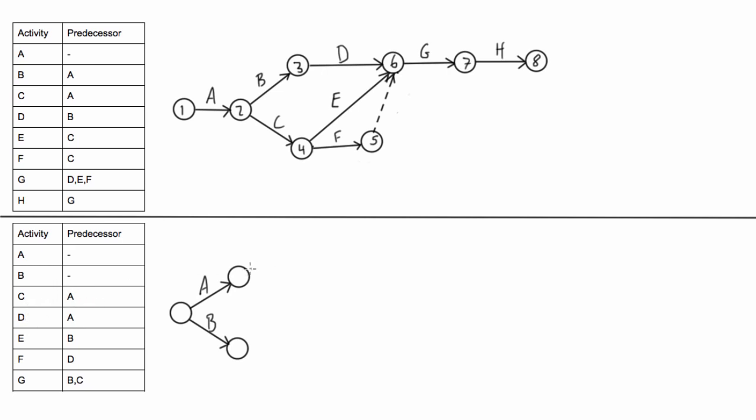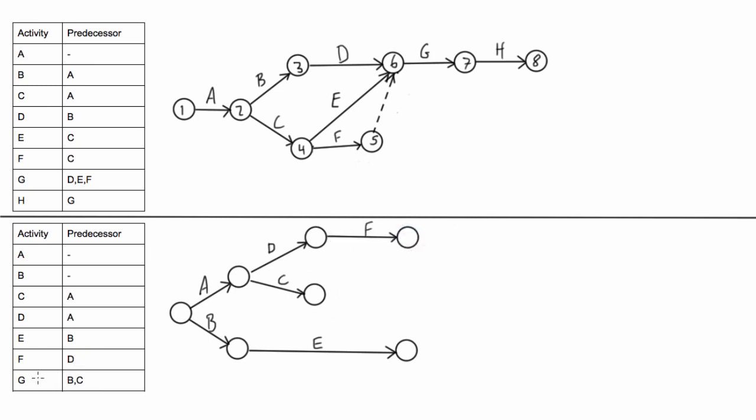Alright, so next up we have activities C and D. Both depend on A, so we can have an arrow coming off for C and an arrow coming off for D. Then next up we have activity E. It depends on B, so let's go ahead and draw an arrow coming off of B. Then we have activity F. It depends on D, so let's try this out. Let's just draw another arrow coming off of D.